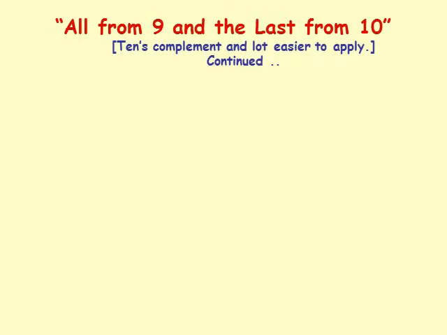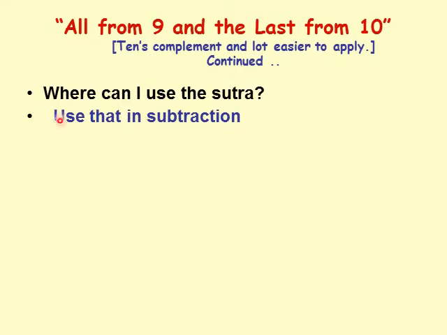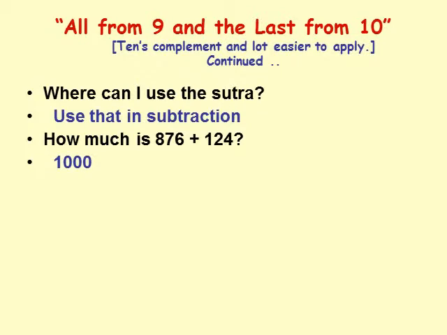We're going to continue with the sutra here, and let's make some observations. Where can I use the sutra? We can use the sutra in subtraction. How much is 876 plus 124? See, 124 is all from 9 and last from 10 of 876. If we add the two together, see what happens. That's 1000, 1 followed by zeros. The number of zeros is equal to the number of digits in the first number or the second number.